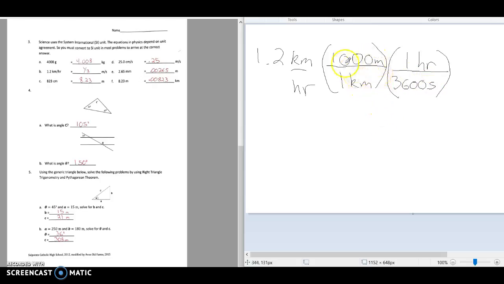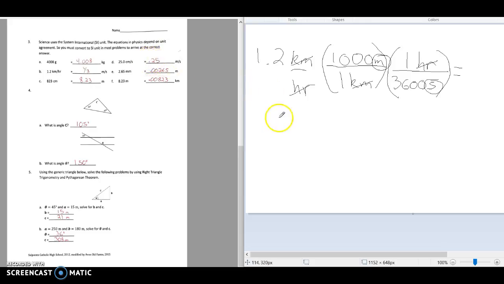The reason why I set it up this way is now I can cancel the kilometers, one on top, one on bottom, and now I can cancel out the hours, one on top and one on the bottom. So those two cancel out, and we're just left with meters on the top and seconds on the bottom. So if you calculate this, you should get 1/3. For C, just move the decimal point over 2 from centimeters to meters.